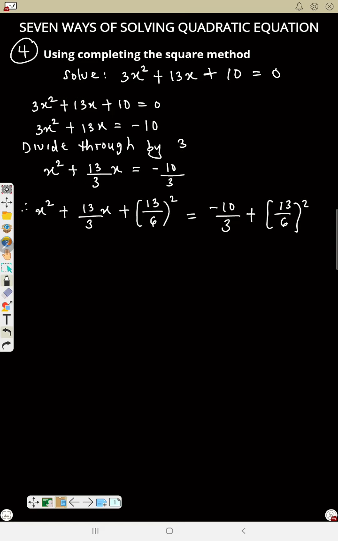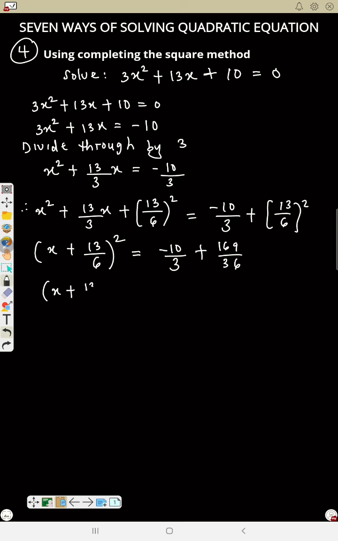So watch my video on completing the square method. Here we are using everything together. Then you concentrate on this first and the last. So that will be x plus 13 over 6 everything squared. So it's equal to minus 10 over 3 plus, now what's the square of 13? That is 169 over 36.